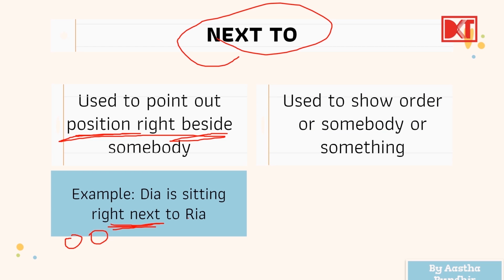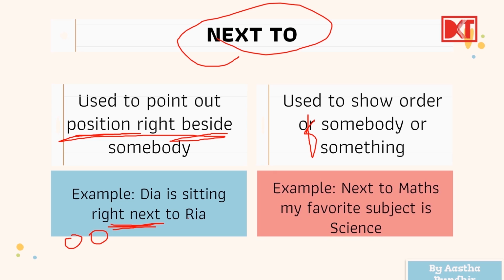So Diya is sitting right next to Riya. Next, used to show order of somebody or something. Example, next to maths, my favorite subject is science. मतलब सबसे पहले मैथ्स और उसके बाद साइंस. सो नेक्स्ट टू मैथ्स. मैथ्स के बाद मेरा फेवरेट सब्जेक्ट इज साइंस. ओके.